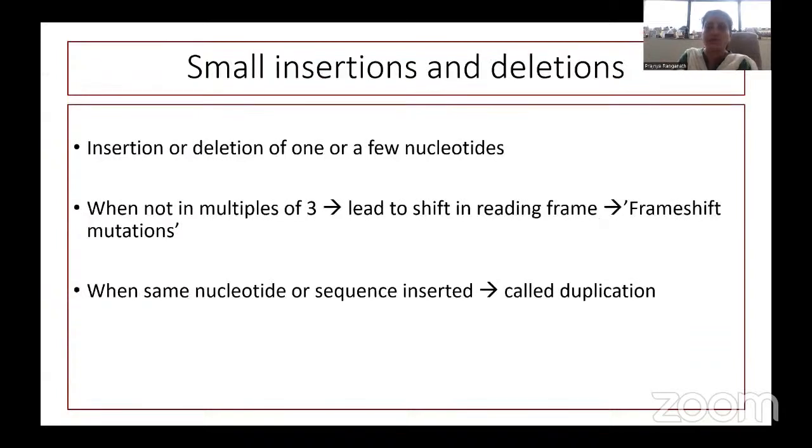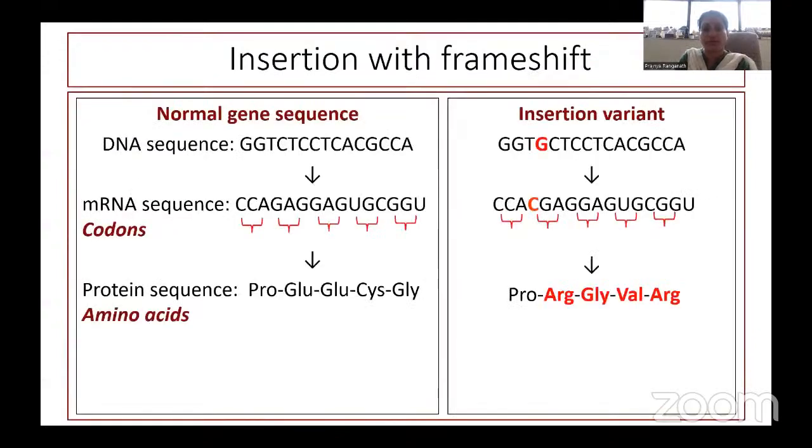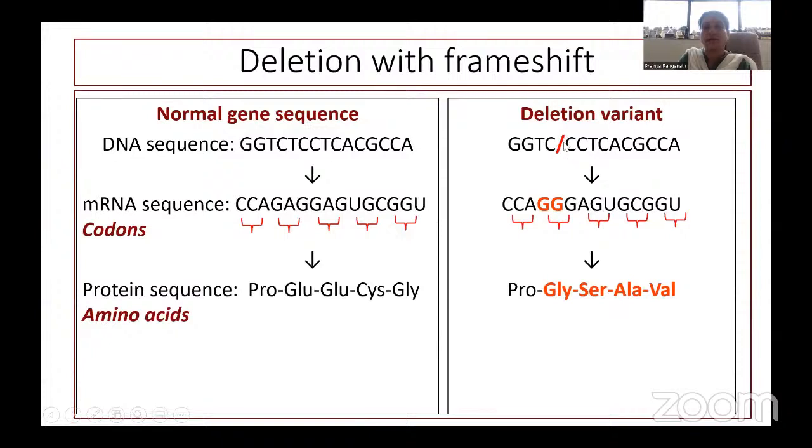And there can be small insertions and deletions also. It could be of one or a few nucleotides. When it is present in multiples of 3, the reading frame may be intact. But when it is not in multiples of 3, it leads to a shift in the reading frame, and that's when we call them frameshift mutations. Here you can see insertion of one single nucleotide has resulted in a shift in the reading frame, and therefore all the amino acids distal to that insertion are different. Similarly, deletion of one nucleotide here has resulted in a shift of the reading frame, and all the amino acids distal to that are altered.